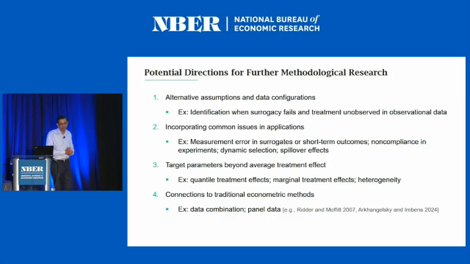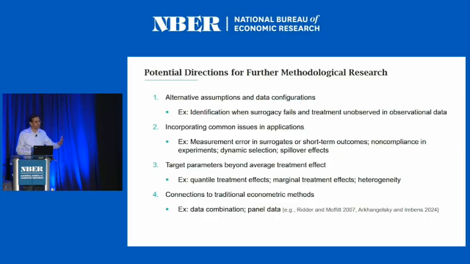Last point, just some thoughts for the econometricians who are here on issues that might be of interest to investigate further. We've talked about a particular set of tools here. I think there's a lot more to be learned when we may have alternative assumptions and data configuration. So for instance, I talked about one context on how to make progress when surrogacy fails, but that was a case where treatment was observed in the observational data. I think a really important case is where treatment's not observed in the observational data and surrogacy doesn't hold. Are there other things that you can do?